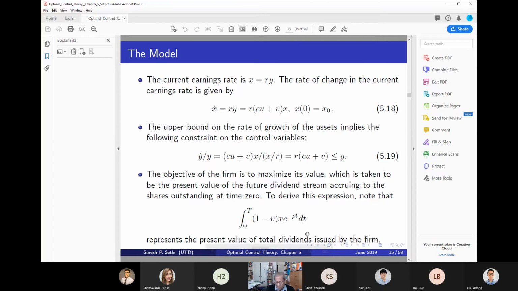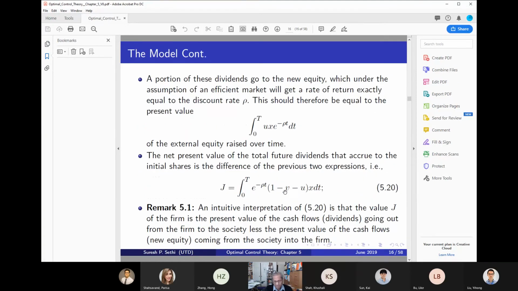But remember, this is the total dividend issued by the firm, so that will be issued to all the shares. So the company's value is the value of each share times the number of shares, which means the company's value to the set of stockholders who own the company. Okay, so that is the value of what is called the future dividend stream outstanding at time zero.